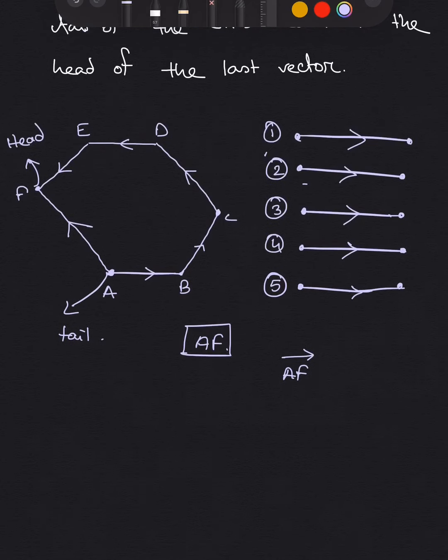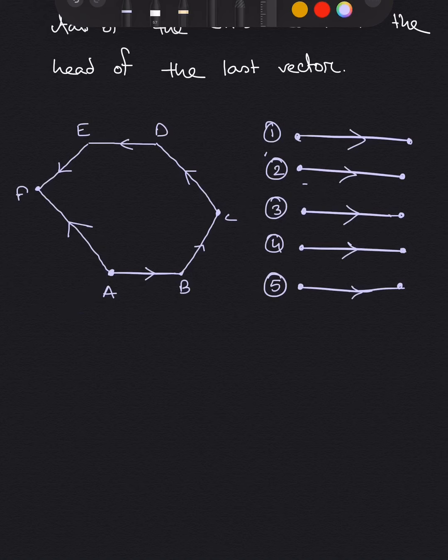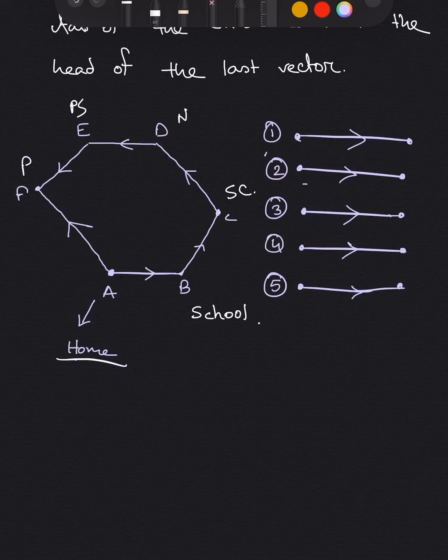Now, at this point, you may be saying that this method of addition is the same as the last method of addition. That's absolutely correct. So A is the position of your home. From home, you travel to your school. From school, you travel to a shopping center. From shopping center, you travel to a neighborhood. From neighborhood, you travel to a police station. And from police station, you travel to a park. So at the end of the day, from where to where did you travel? You traveled from home to the park. At the end of the day, this is the displacement that you have got.